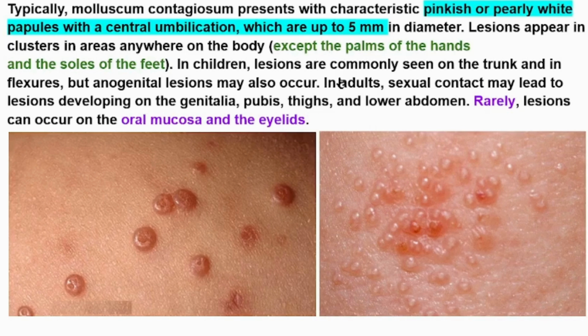In children, lesions are commonly seen on the trunk and in flexures, but anogenital lesions may also occur. In adults, sexual contact may lead to lesions developing on the genitalia, pubis, thighs, and lower abdomen. Rarely, lesions can occur on the oral mucosa and the eyelids.